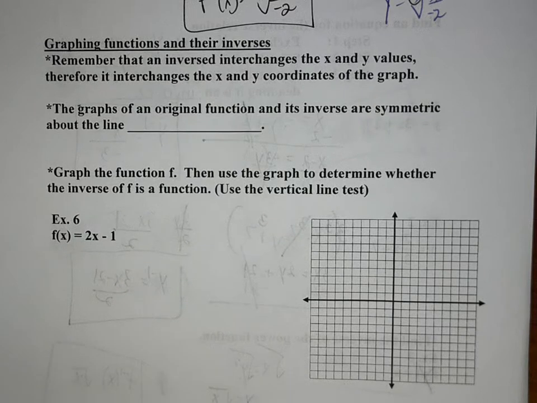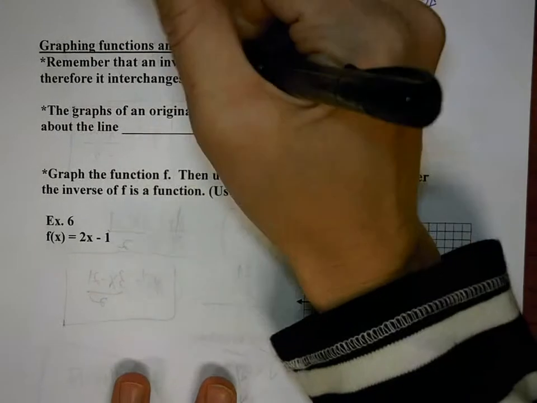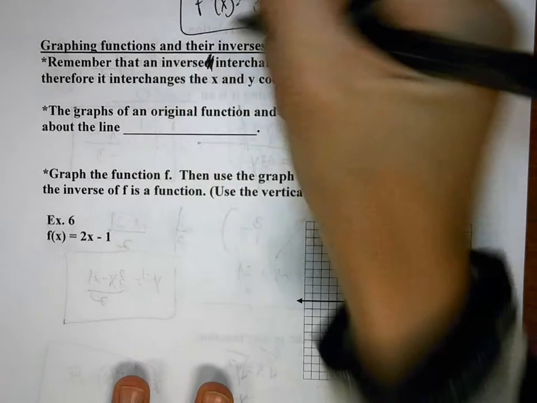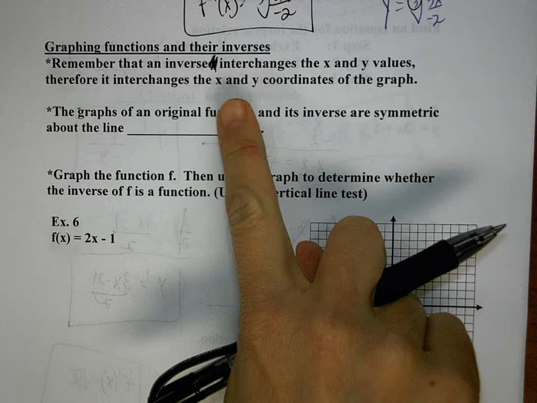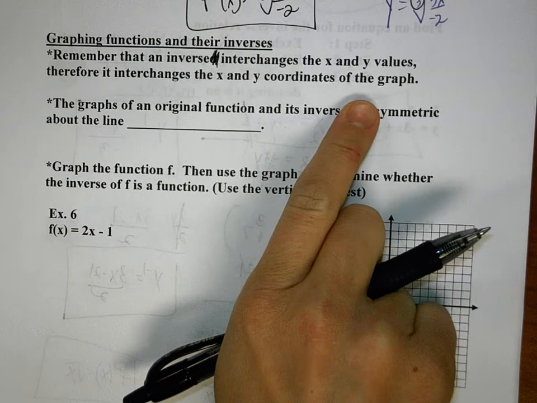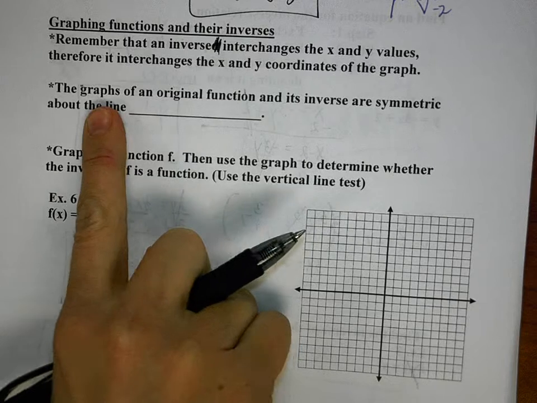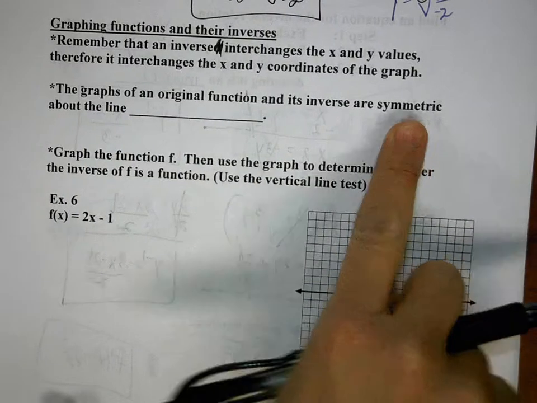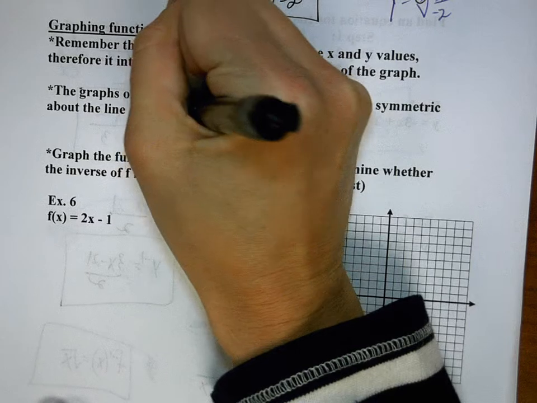Okay, next we're going to talk about graphing functions and their inverses. And there's a typo. Remember that an inverse interchanges the x and y values. Therefore, it interchanges the x and y coordinates on the graph as well. Oftentimes, it's easier to do a t-chart and get x and y values, and then you flip the x and y values for your inverse.